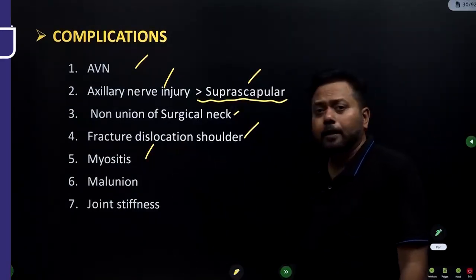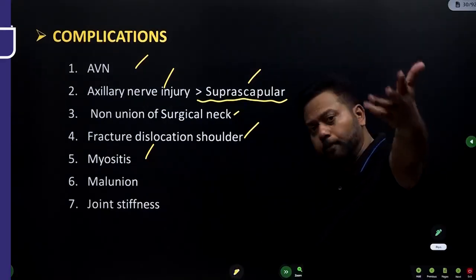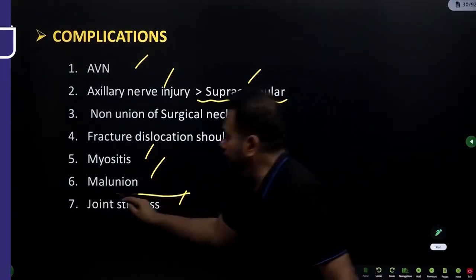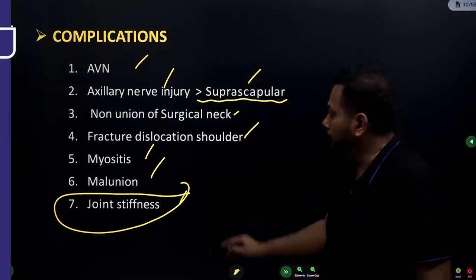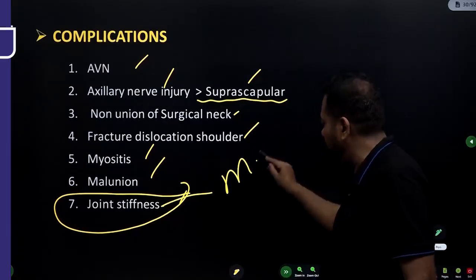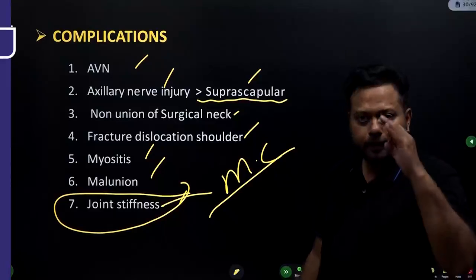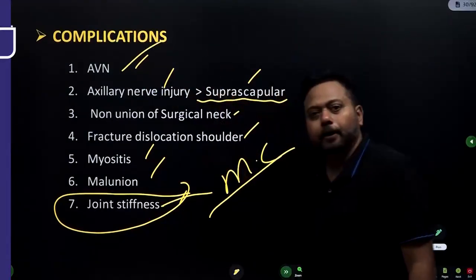Myositis ossificans, like your elbow dislocation, or proximal humerus near a joint, so more prone for myositis ossificans. It can go for malunion, joint stiffness, a very common complication, whatever the type of proximal humerus fracture. The most common complication is joint stiffness. Even though I typed this in the 7th position, that's the most common complication. The dreaded complication is avascular necrosis.